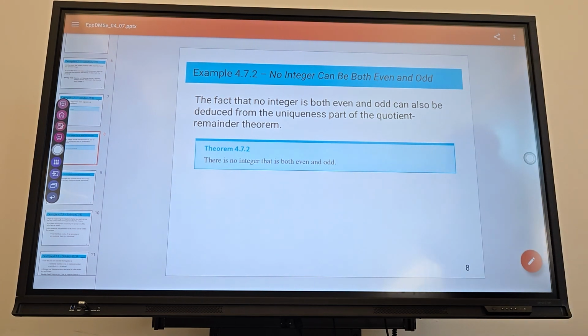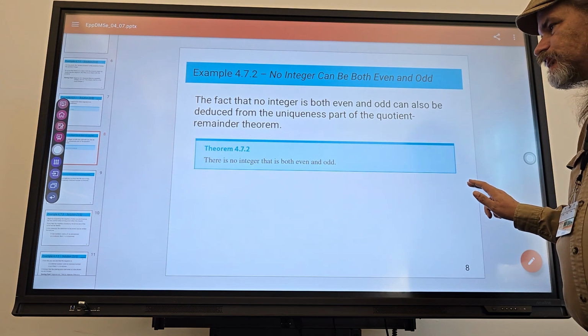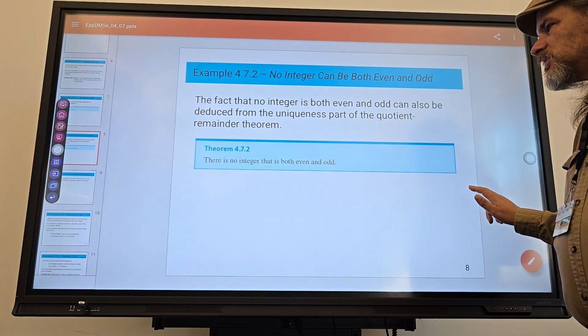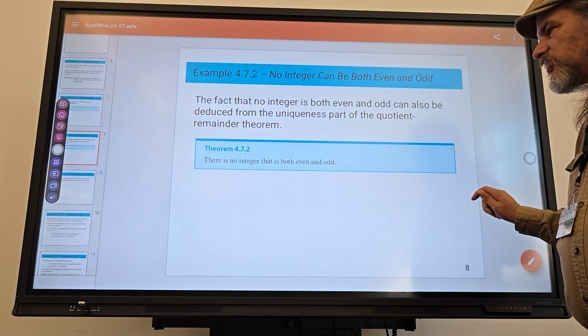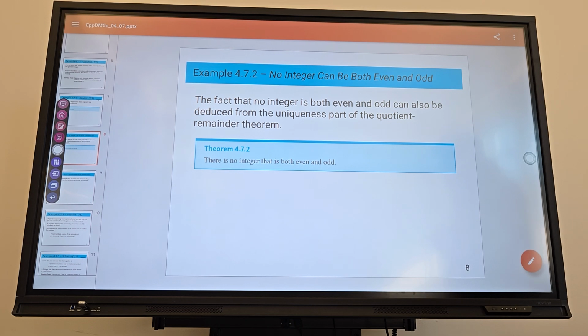The fact that no integer is both odd and even can also be deduced from the uniqueness part of the quotient remainder theorem. Theorem 4.7.2: there is no integer that is both even and odd.